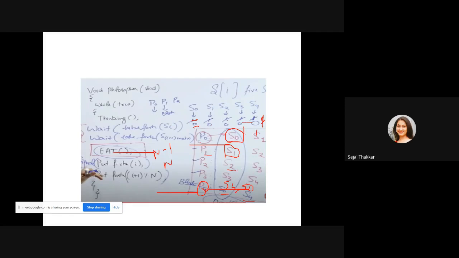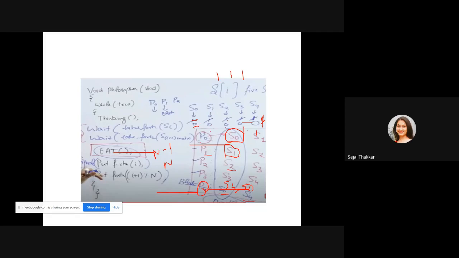Now P2 will come. P2 has already made the value of S2 from 1 to 0, and he requires the other fork, that is S3. The value of S3 is 1, and he can make it from 1 to 0 and he can eat using S2 and S3. After eating, again it will make the value of S2 1. So now S2, S3, S4 all three are 1. P1 has already blocked S1. It has the value of S1 with him.